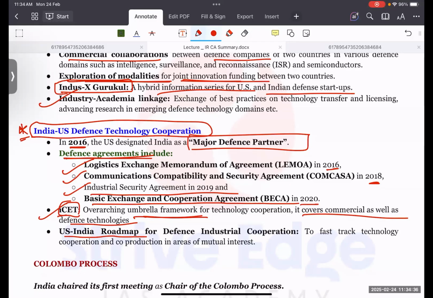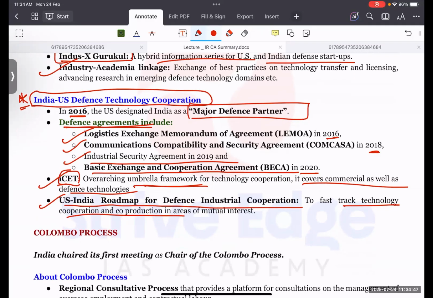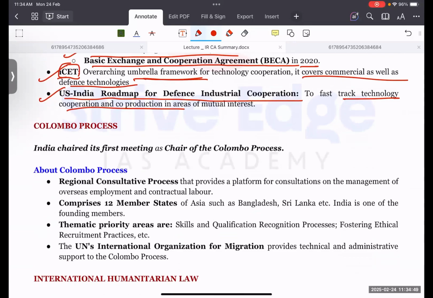And then the US-India Roadmap for Defense Industrial Cooperation. This is there in order to fast track the technology cooperation, and any co-production of mutual interest can take place there. So this is what it is all about, the defense cooperation between India and the United States of America.